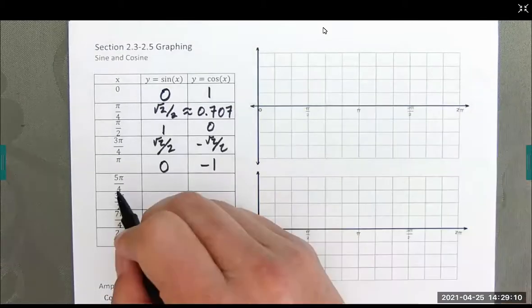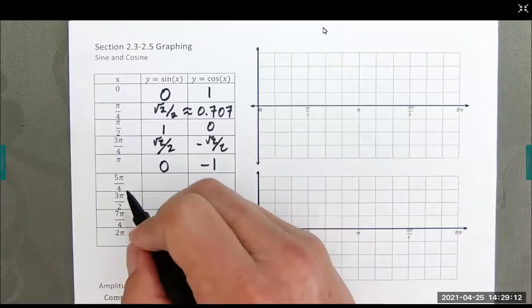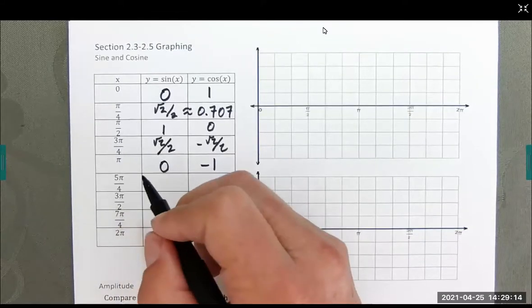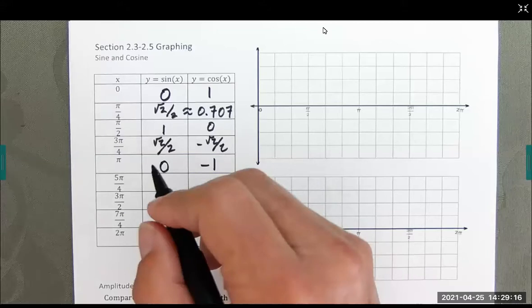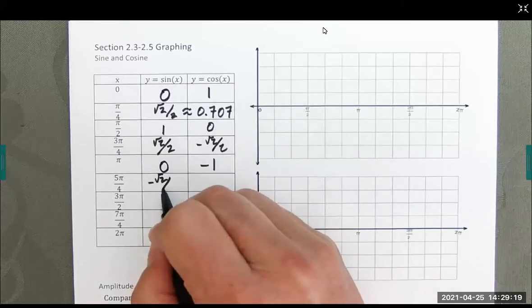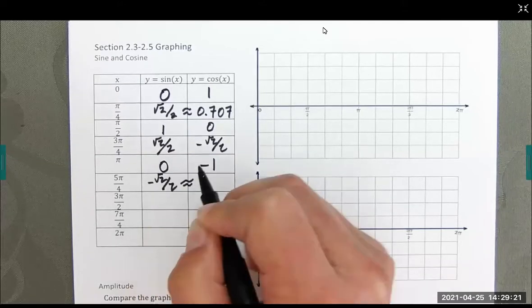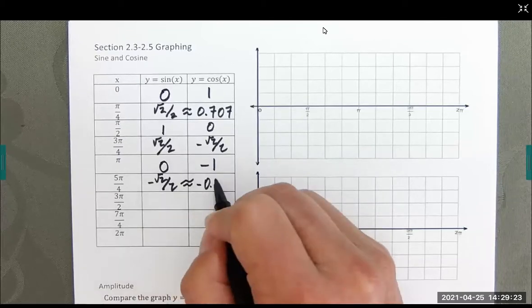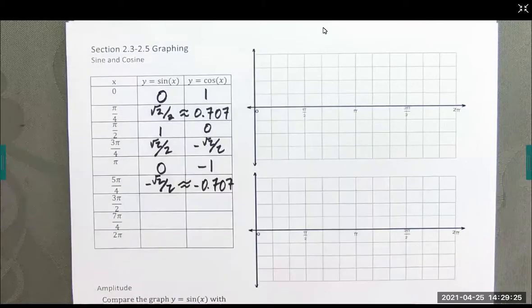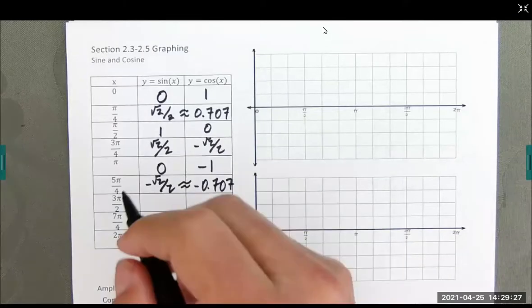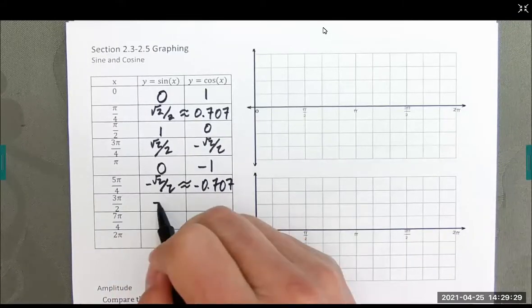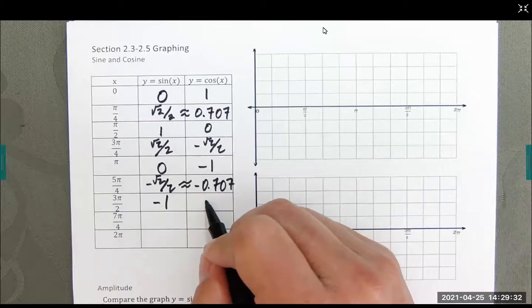At 5 pi over 4, that's in quadrant 3. In quadrant 3, both x and y, or sine and cosine, are both negative. So this is negative root 2 over 2, which again is going to approximately be negative 0.707. 3 pi over 2, sine is set down at negative 1. Cosine is back to 0.